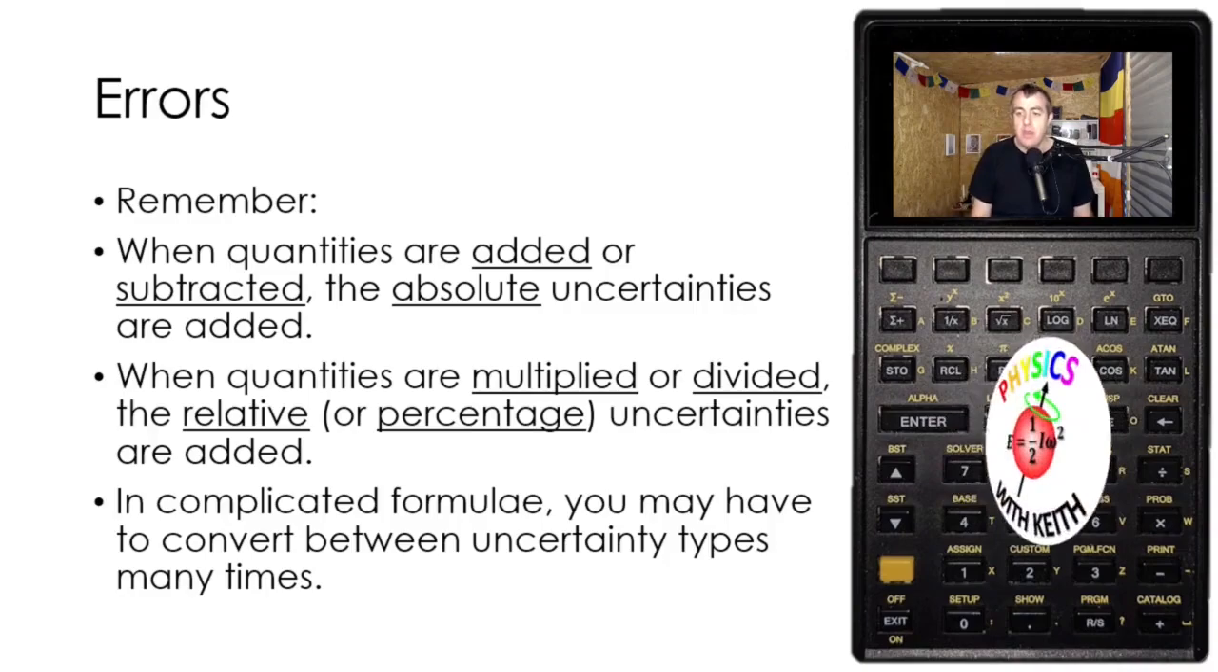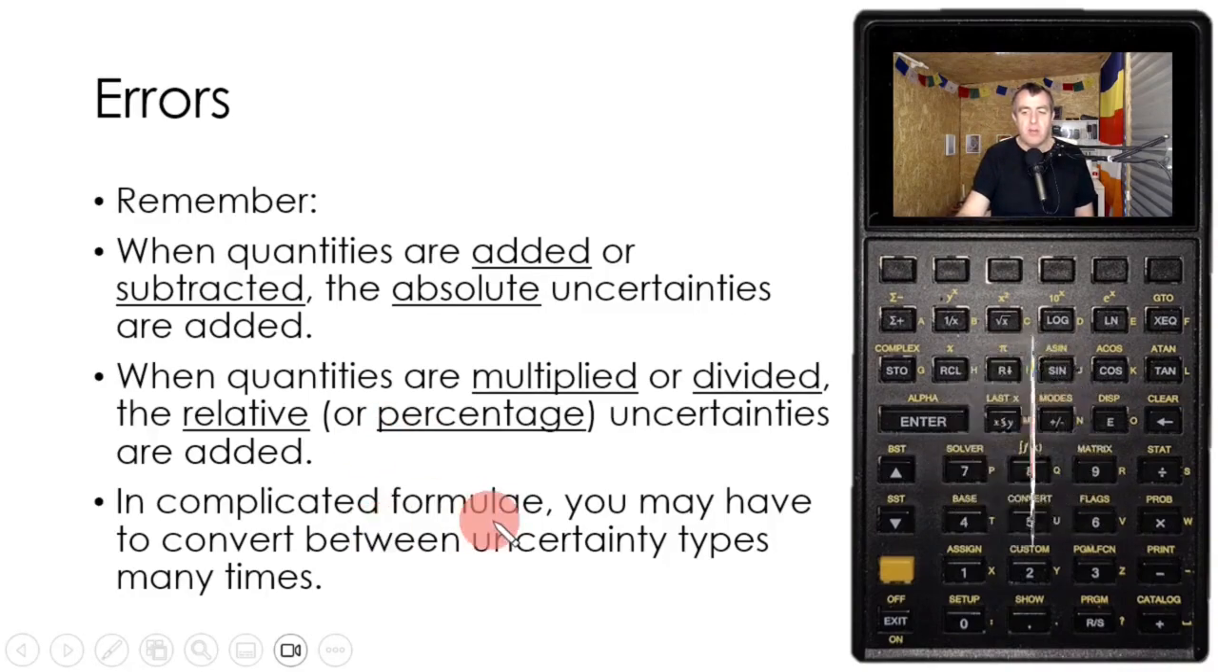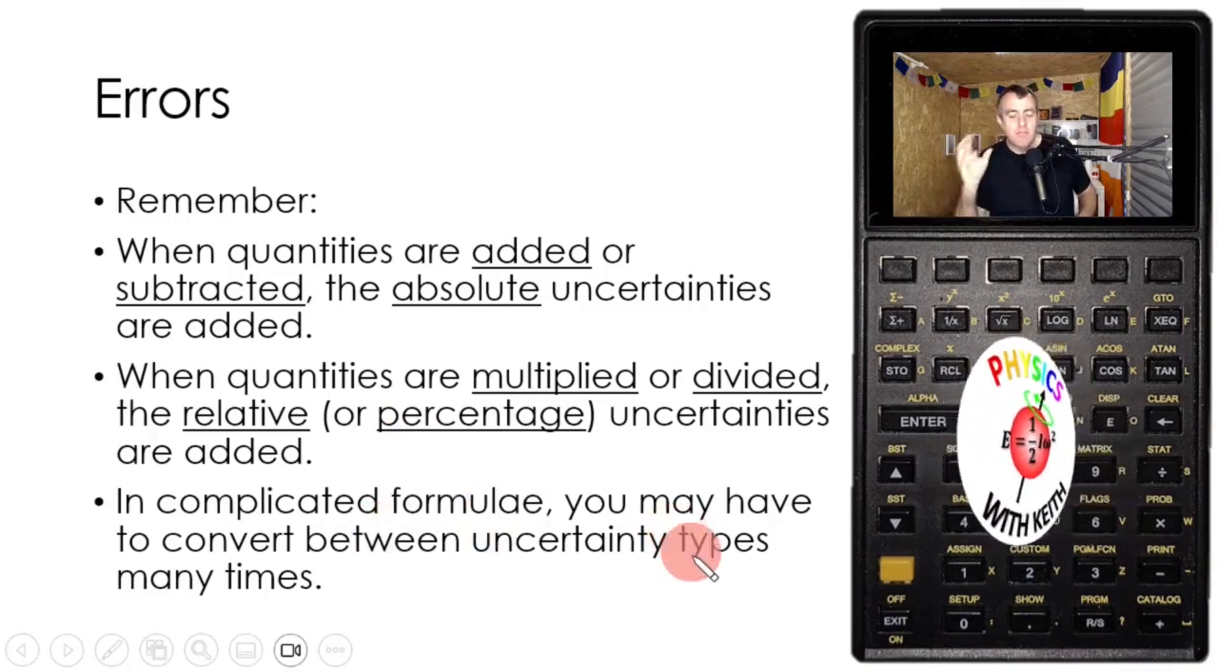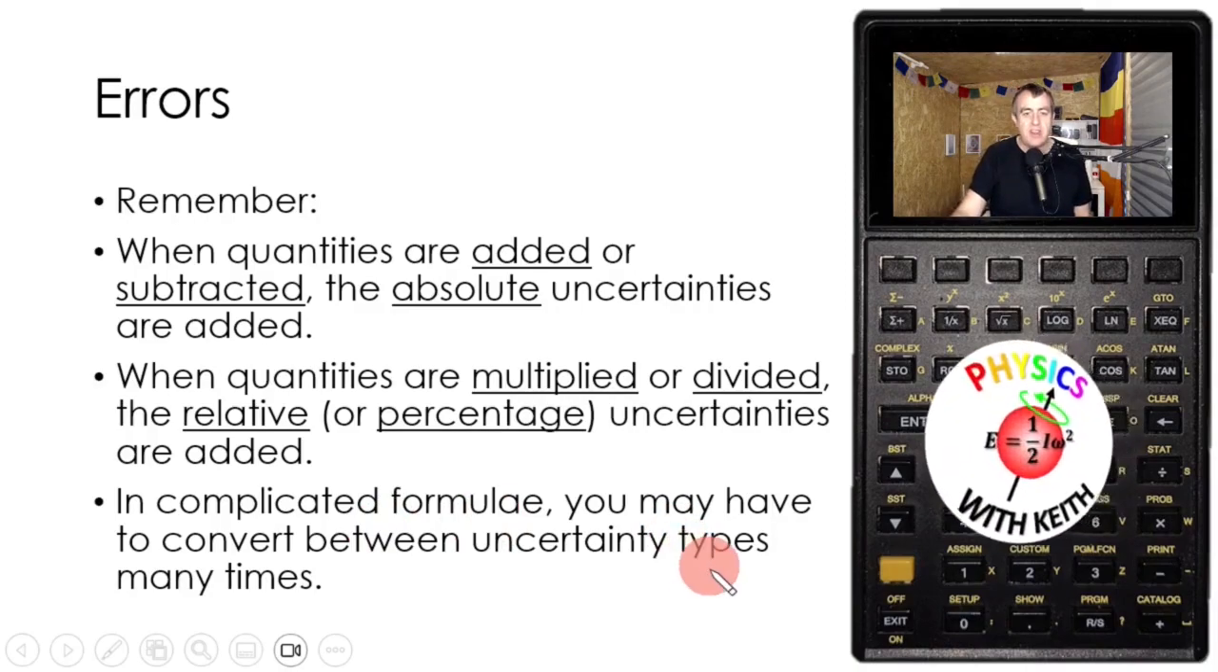So square roots actually make the uncertainty go down, because you halve the relative uncertainty when you've got square roots. But unfortunately, we might have really complicated formulae where we have to convert multiple times. So let's look at an example.